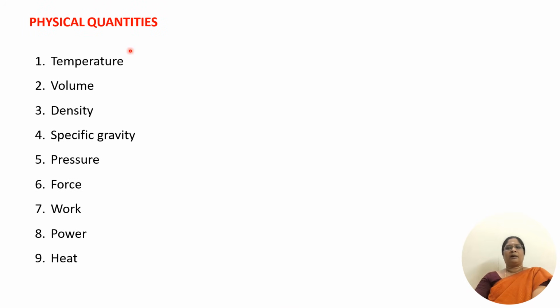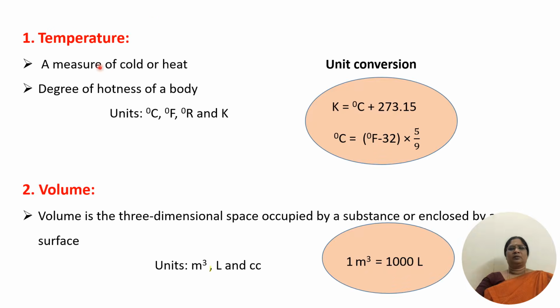Next, we are going to discuss the basic physical quantities, their definitions with their units. The first important physical quantity is the temperature. A temperature is a measure of cold or heat, or it can be defined as the degree of hotness of a body. The different units in which we can express temperature are degree Celsius, degree Fahrenheit, degree Rankine or Kelvin. The unit conversion between degree Celsius and Kelvin is that Kelvin is equal to degree Celsius plus 273.15. From Fahrenheit to degree Celsius, we can use the unit conversion as degree Celsius is equal to degree Fahrenheit minus 32 multiplied by 5 by 9.